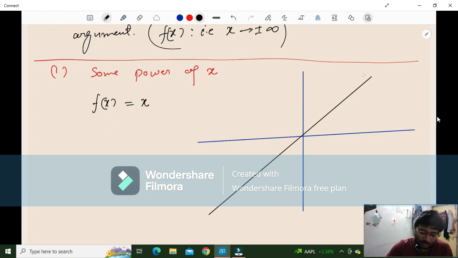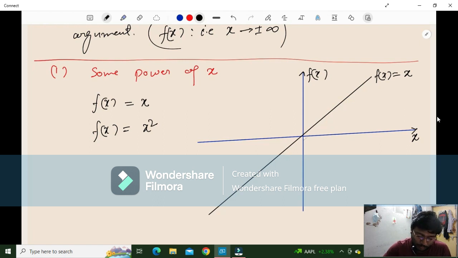Fine. So this is f of x, this is x, and this is f of x equals x. If we want to plot f of x equals x square, then how will it look like?